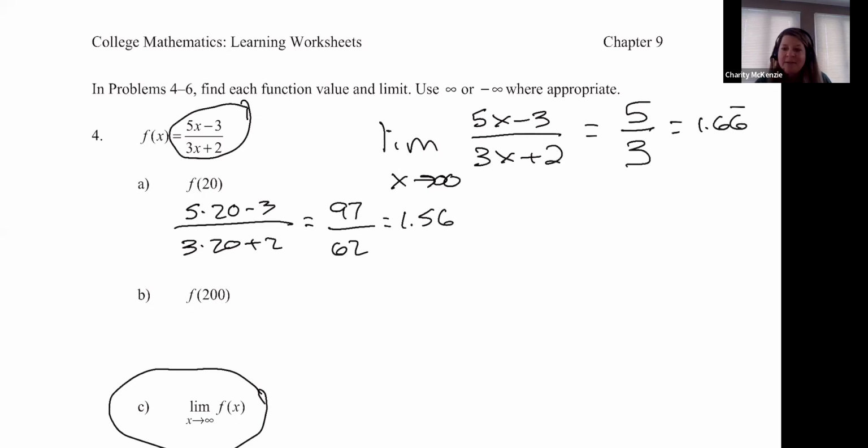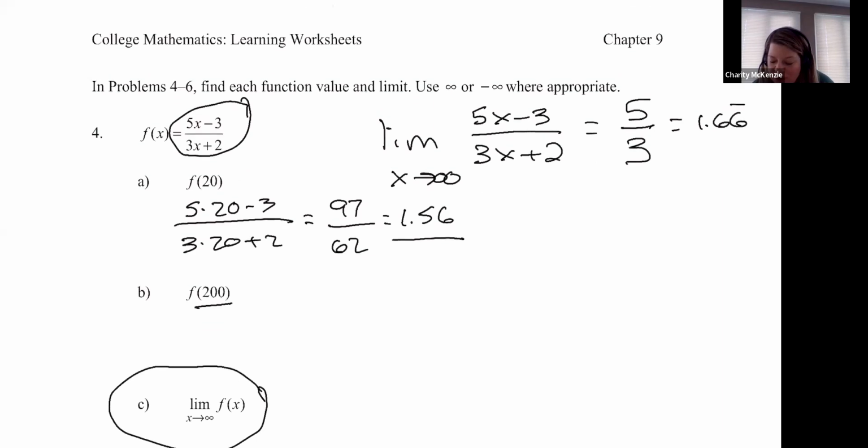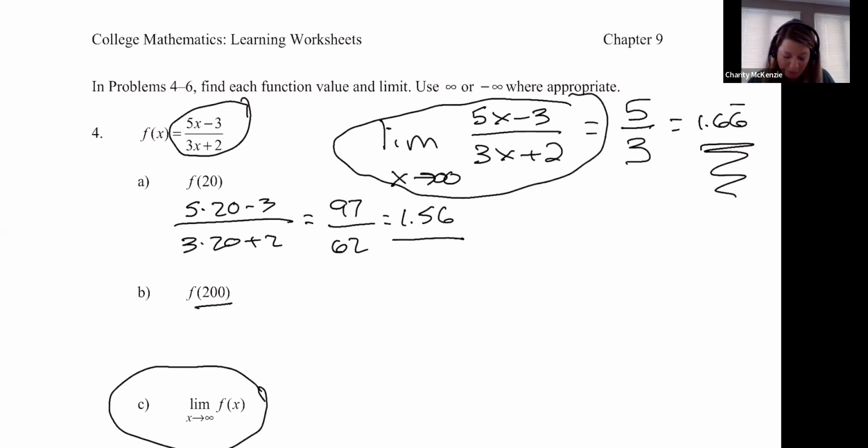So we can look at this and go, oh, okay, it's getting closer at 20. What's going to happen is I put in 200. It's going to get even closer to this 1.666. So they're trying to lead you to the answer. So in your homework, it does the same thing, but you have to be able to look at it like this and answer it. So both ways.